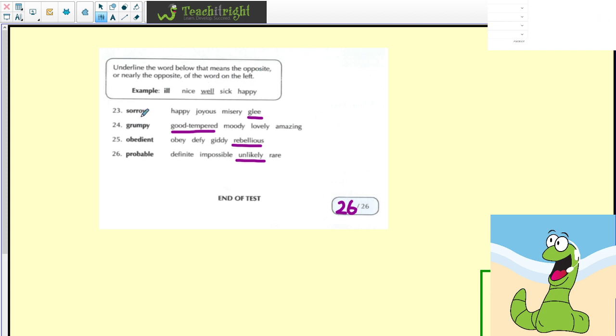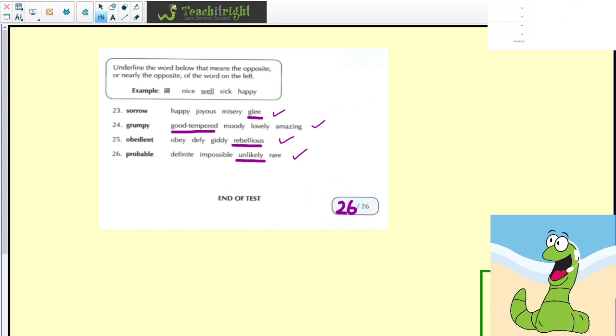So we've got opposites, sorrow and glee. Glee meaning to be happy. Good-tempered and grumpy, so they're opposites. Obedient and rebellious. Probable and unlikely. So, hope you've done well in your homework this week.